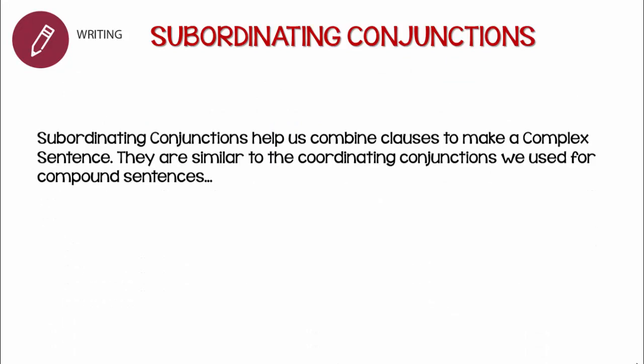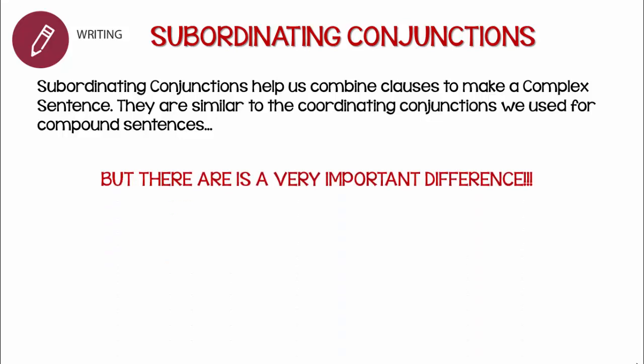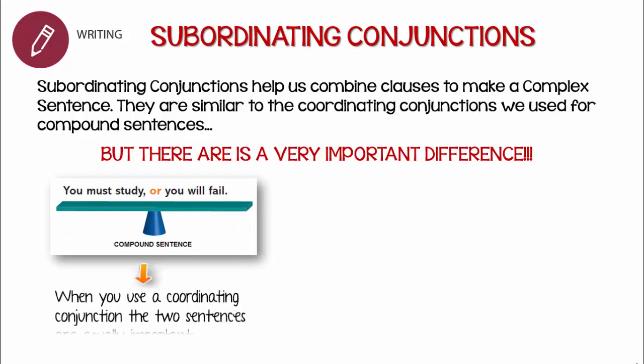Subordinating conjunctions. Subordinating conjunctions help us combine clauses to make a complex sentence. They are similar to the coordinating conjunctions we use for compound sentences. But there is a very important difference. When you use a coordinating conjunction, the two sentences are equally important. You must study or you will fail. This is an example of a compound sentence. Both parts of the compound sentence weigh the same.